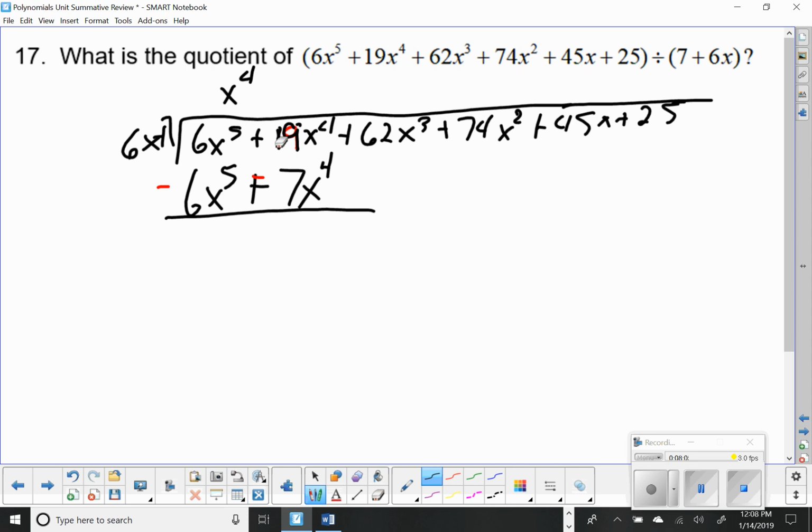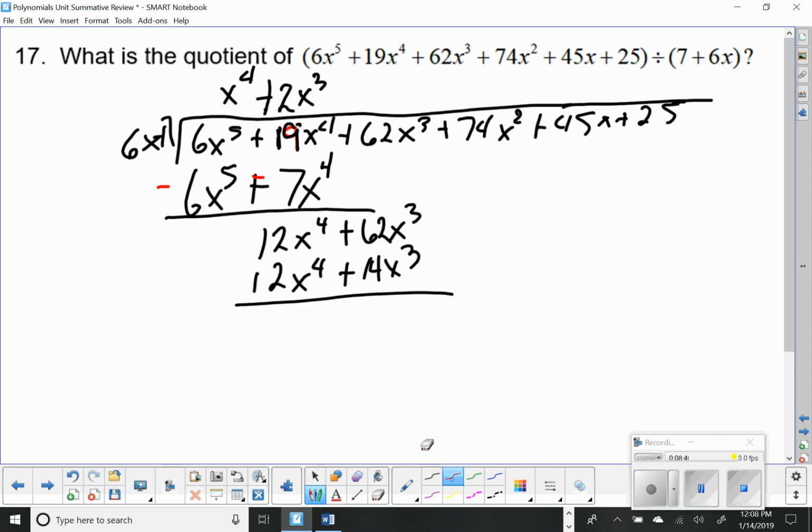So 19 minus 7 is 12. So now I have 12x to the 4th plus 62x cubed. This is plus 2x cubed. So now I've got 12x to the 4th. 2 times 7 is plus 14x cubed. Subtract.